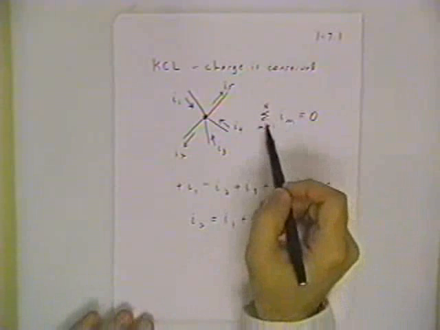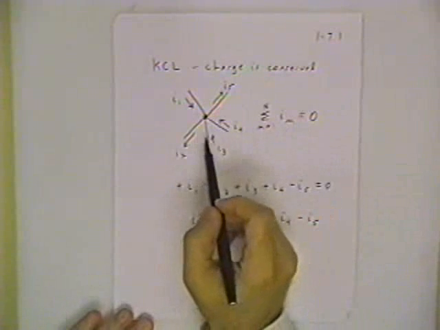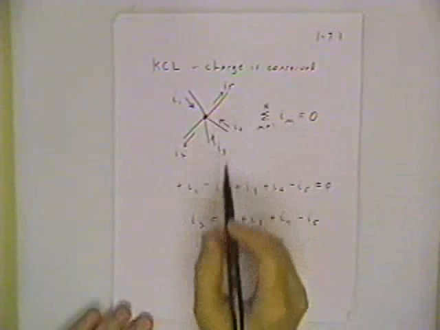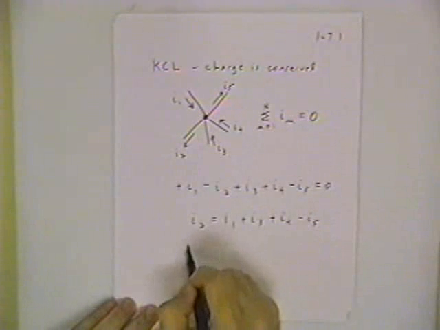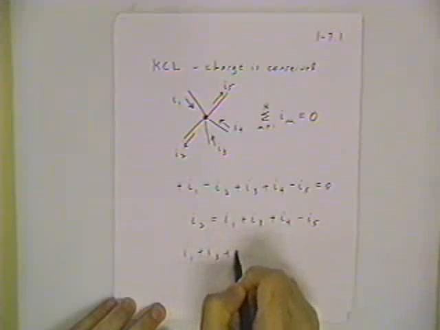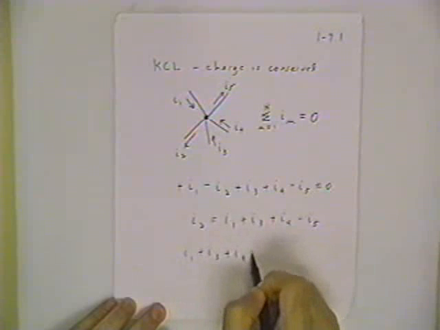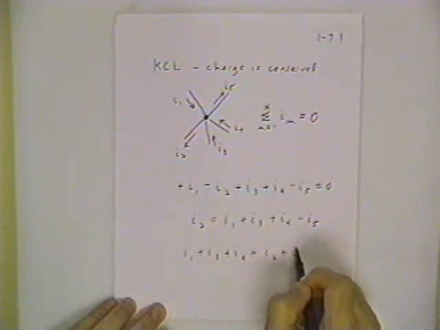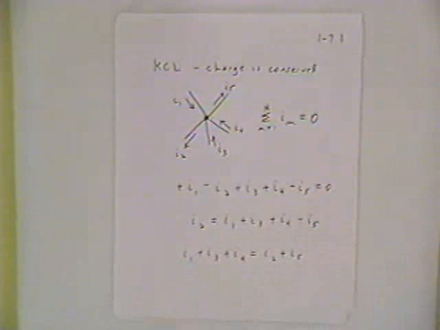And finally, the other way of looking at the Kirchhoff current law is just to say that the sum of all the currents going into the node has to equal the sum of the currents leaving the node. So we could summarize by saying I1 plus I3 plus I4, those are the currents going in, have to equal the sum of the currents going out, I2 plus I5.